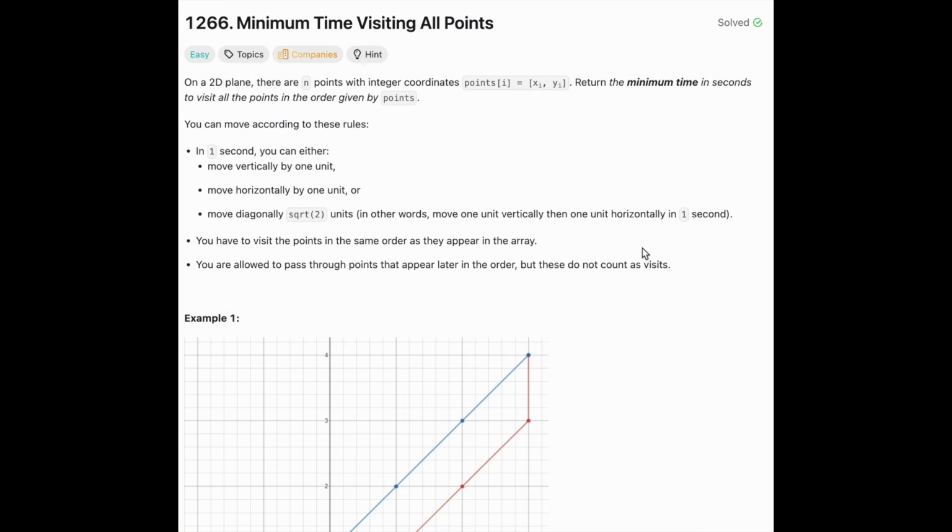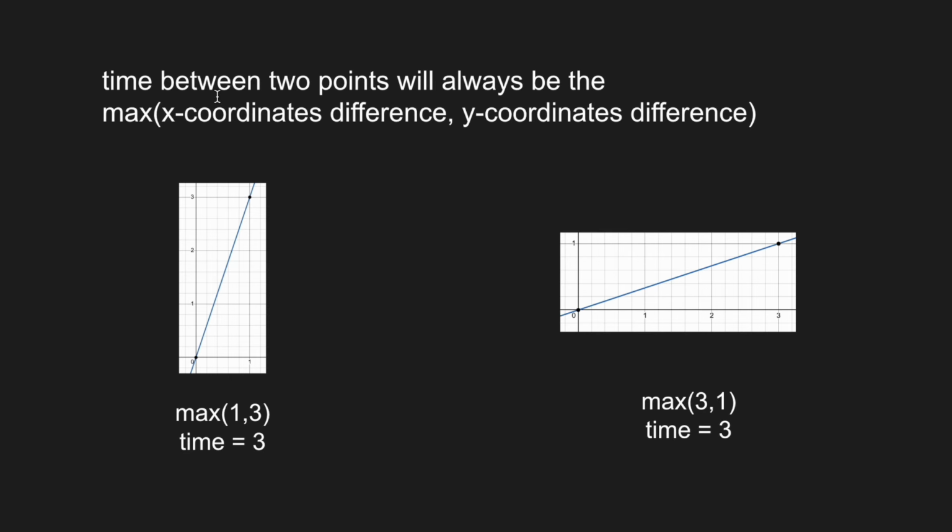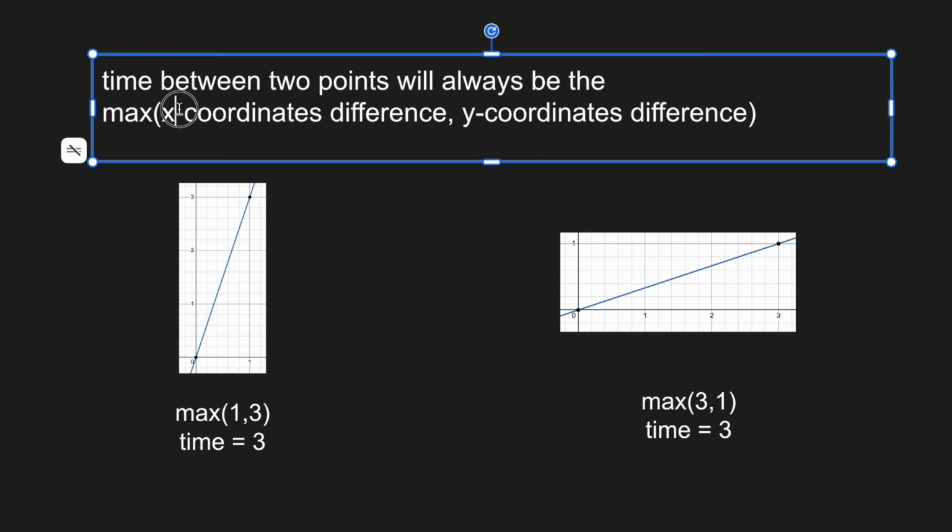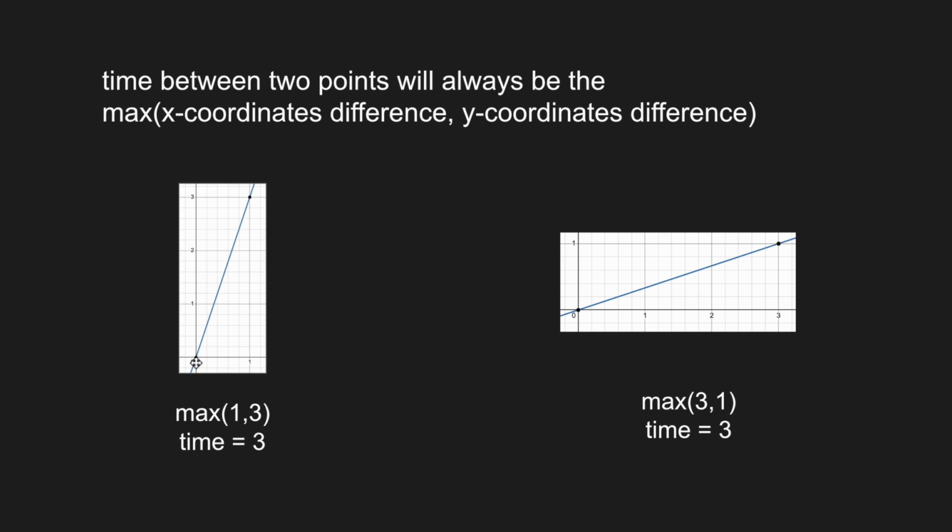So now that we have seen some examples, let's get to how we can solve this problem. To solve this problem, we should know that the time between 2 points will always be the max between the x coordinates difference and the y coordinates difference. So even if we are not going vertically straight or horizontally straight, if we want to go from here to here, for example, we will maybe have to do straight 1, straight 2, and then diagonal on the third one, and similar here, maybe diagonal first and then go straight, or go straight for 2 times and then go diagonal on the third.